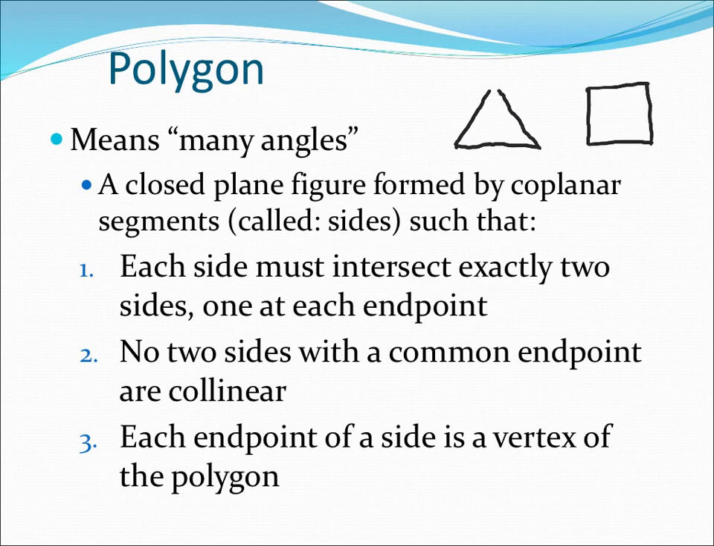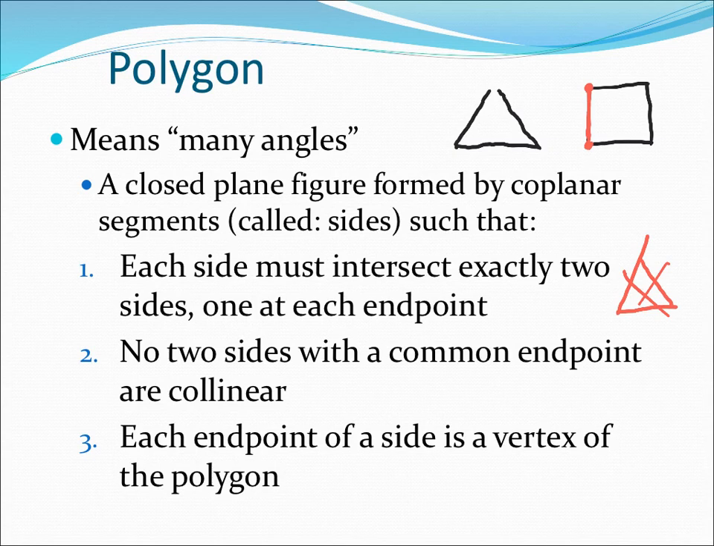Each side must intersect exactly two sides, one at each endpoint. So whatever side you choose, notice that I'm looking at this left-hand side here. Each side intersects exactly two sides. If you notice, the one that I just colored intersects the top and the bottom, and they meet at their endpoints. They don't meet in the middle, they meet end to end. Like this would not be a polygon because it is not end to end. You see there's that overlap up there? Not a polygon. So that would not be one. It has to be end to end.